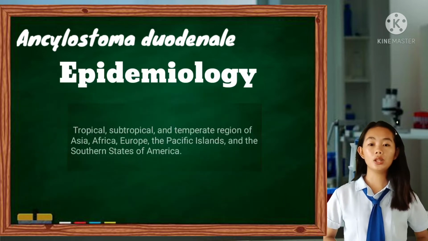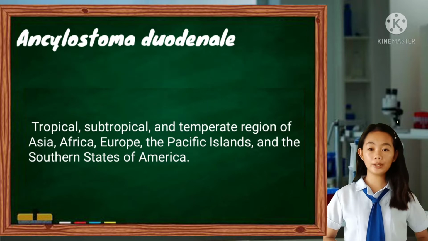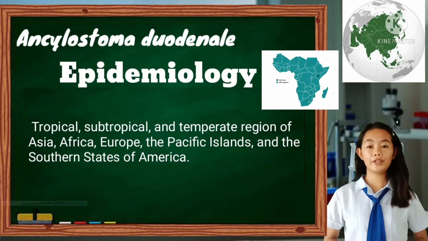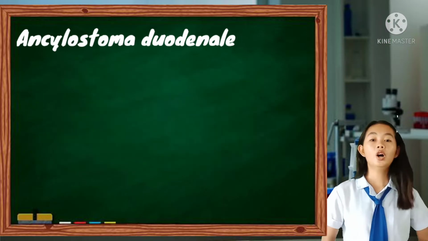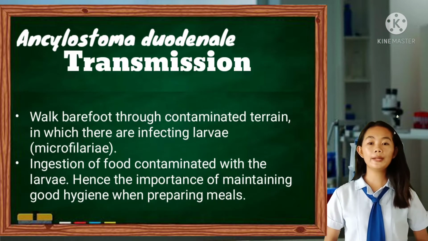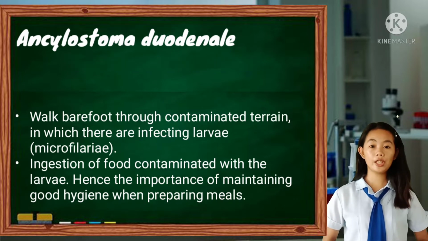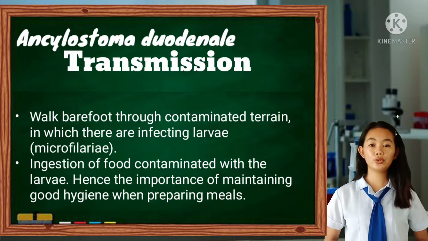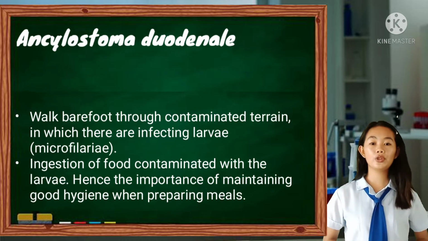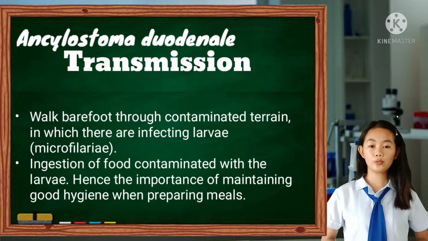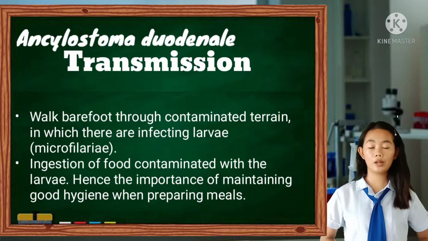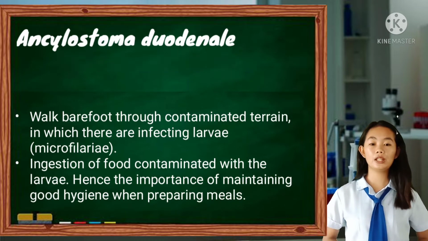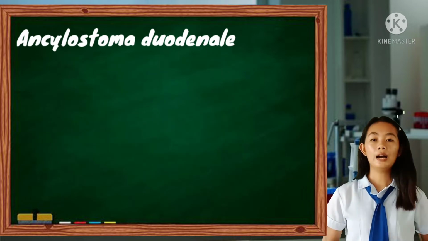For epidemiology, it is common in the tropical, subtropical, and temperate regions of Asia, Africa, Europe, the Pacific Islands, and the southern states of America. For transmission, the most common and frequent way in which this parasite is transmitted is to walk barefoot through contaminated terrain in which there are infected larvae. The second, less frequent form of contamination is through ingestion of food contaminated with the larvae. Hence, the importance of maintaining good hygiene when preparing meals.